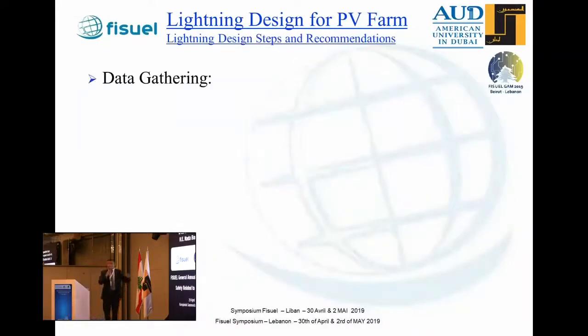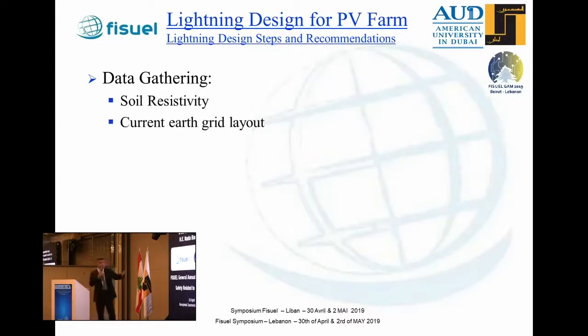Now, to conclude what we discussed, it's very important to ensure adequate design by data gathering. Soil resistivity is one of the main elements. Without soil resistivity, you cannot do the design. You need the current earth grid layout. Why do I need the current earth grid layout? Because I need to see, should I connect to the same earth grid or a separate earth grid? Soil infrastructure details: I need to see, what am I protecting?